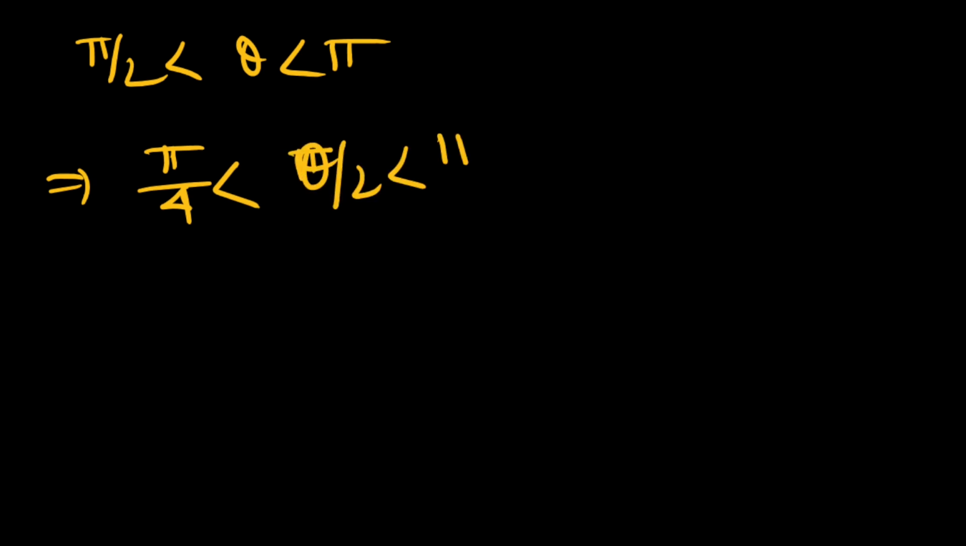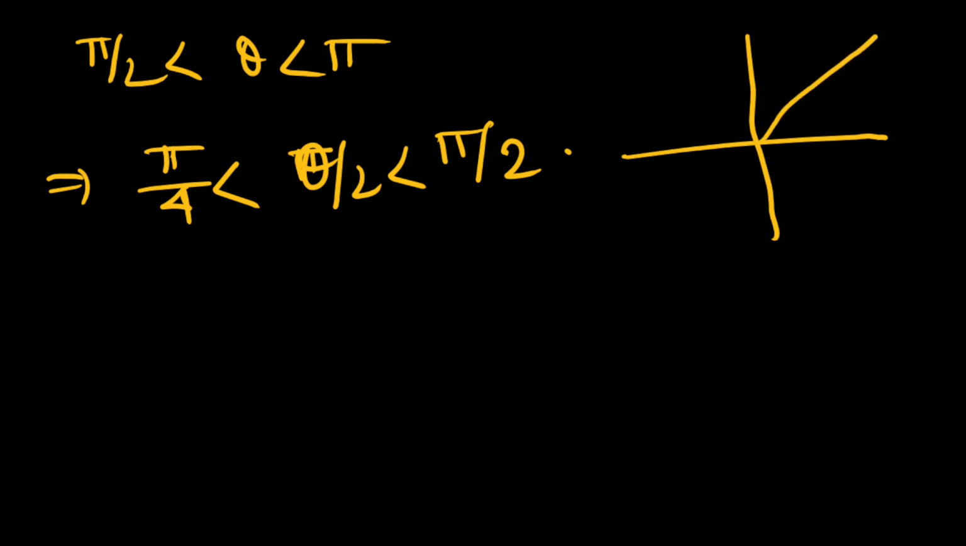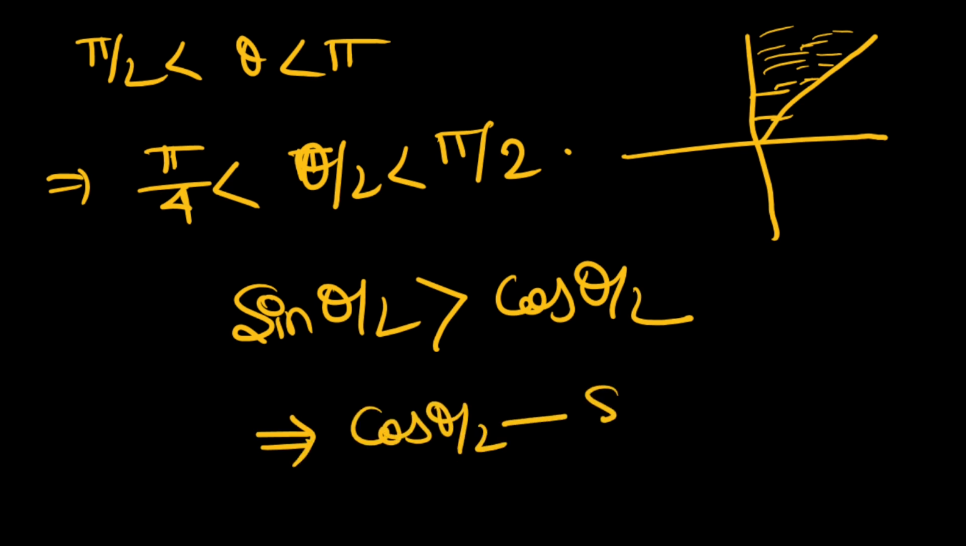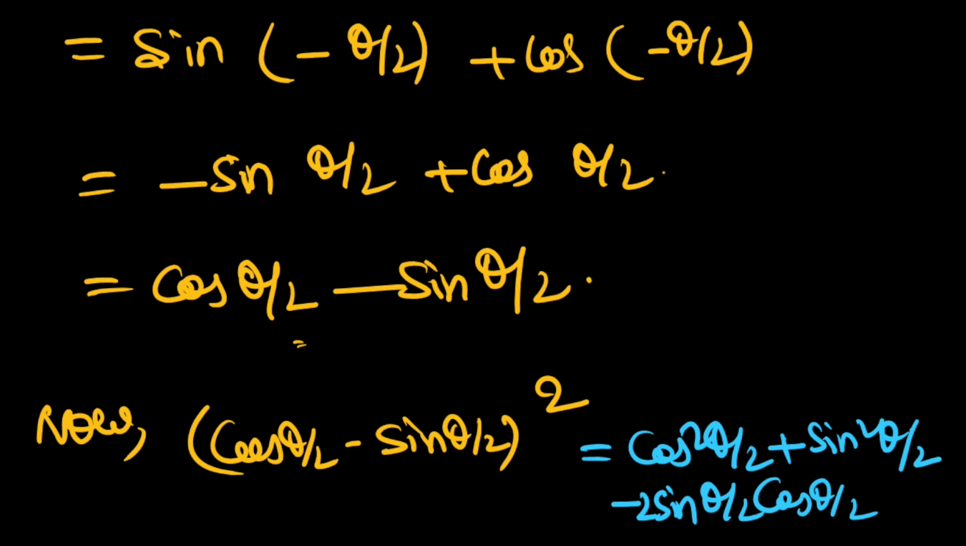Now theta lies between pi by 2 and pi, which means theta by 2 lies between pi by 4 and pi by 2. In this range, sin theta by 2 is greater than cos theta by 2, which implies cos theta by 2 minus sin theta by 2 is less than 0. That means this value is negative. We find in this way that this value is negative.